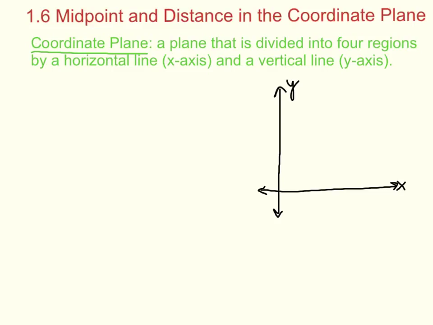So now what I'm going to do is graph two separate points. And I'm just going to make two random points. A and B. Now if I connect those, I'm going to call its midpoint M. So here's how it looks.